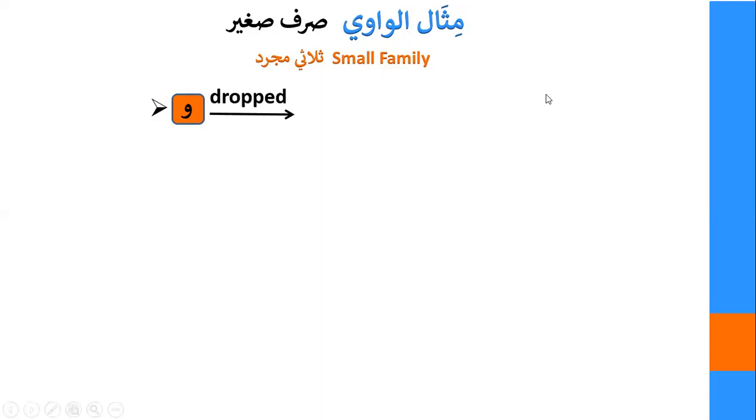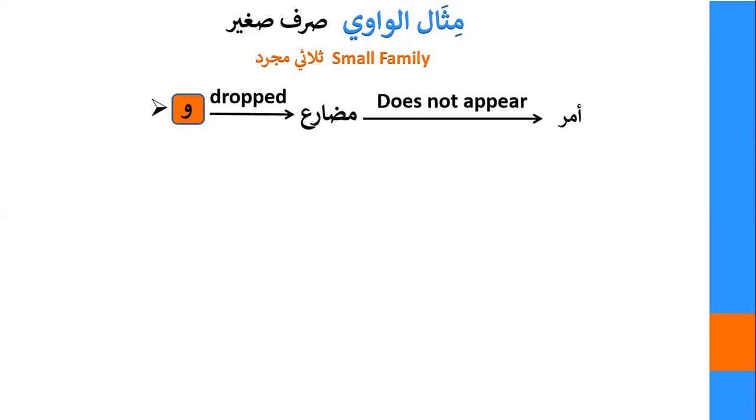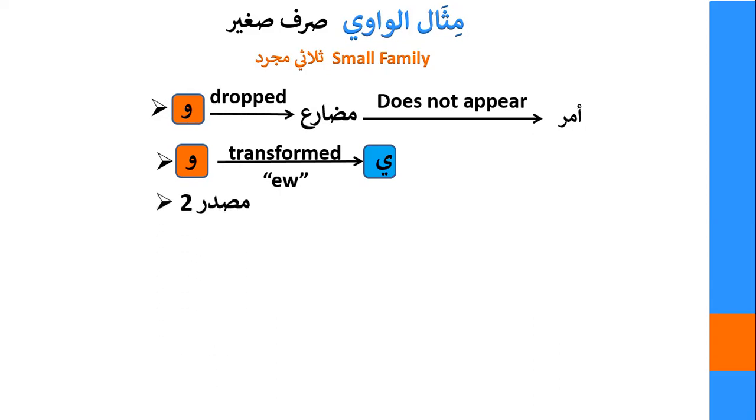So when wow is dropped in mudari and does not appear in amr, what happens is you will have your madi, and in mudari you will drop your wow, and it will also not appear in your amr or nahi. And why is that? Because this wu sound is transformed to ya for smoothness. Also remember that you have two masdars, one that you memorize and one in ilatan pattern, where the fa letter, the first letter, is dropped, and ayn and lam ilatan is the pattern.